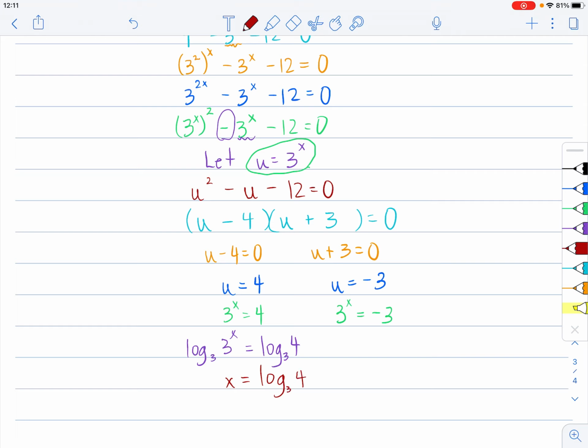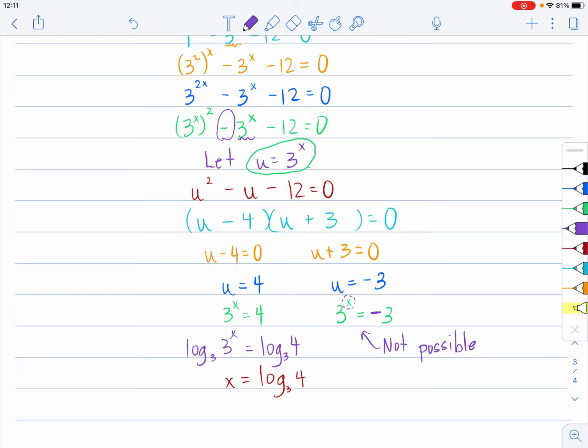Now, 3 to the x equaling negative 3, that may seem like that is one where I can write both sides in the same base, but it is not possible for you to tell me an exponent that we can raise 3 to in order for us to actually equal a negative. So this is not possible.